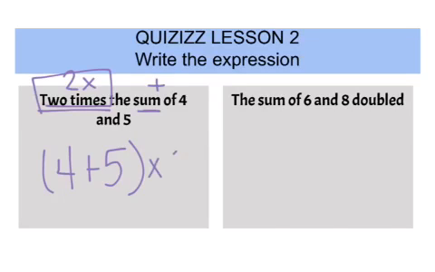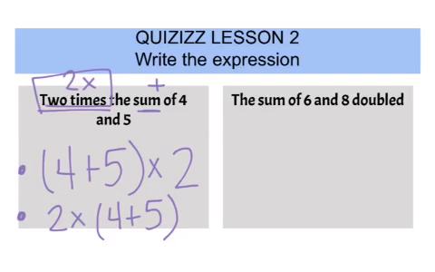And once again, I can do times 2 here, or I can do 2 times the sum of 4 and 5. Either way, because I'm multiplying, I'm going to get the same answer. So either one of these expressions would be correct. 2 times the sum of 4 and 5.